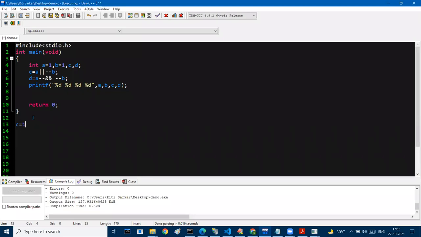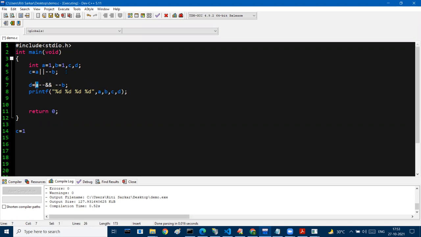So the value of C becoming 1. That is the only conclusion we can make from here. Now when we come to this line, again, D is equal to letter. Concentrate on the A value. What is the A value currently? 1. It is post decrement.